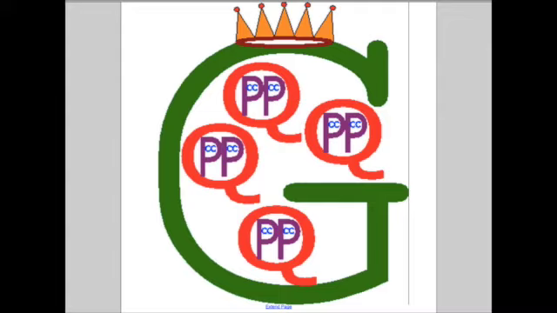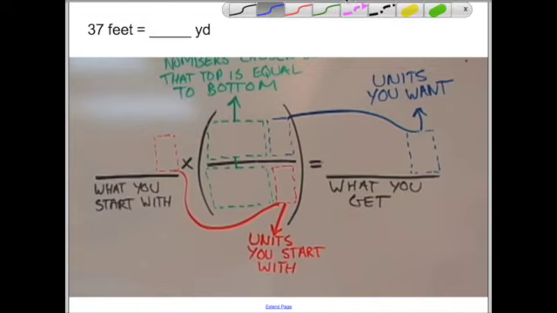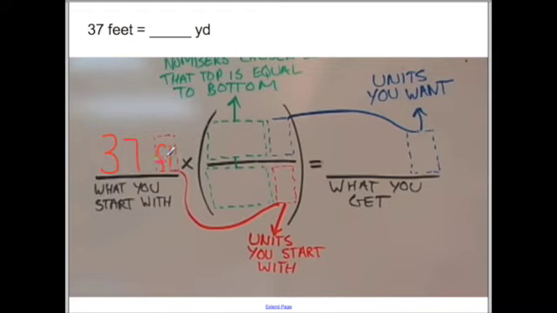Let's look at another one. Okay, so this one says 37 feet equals how many yards? We're going to use that same grid to fill in. So 37 feet is what we start with. And we're going to keep the feet on the bottom here. And they want us to convert it into yards, so we're going to put our yards up here. And yards over here for the end.